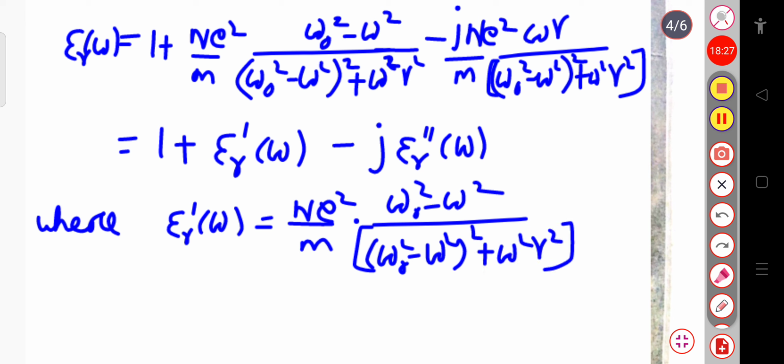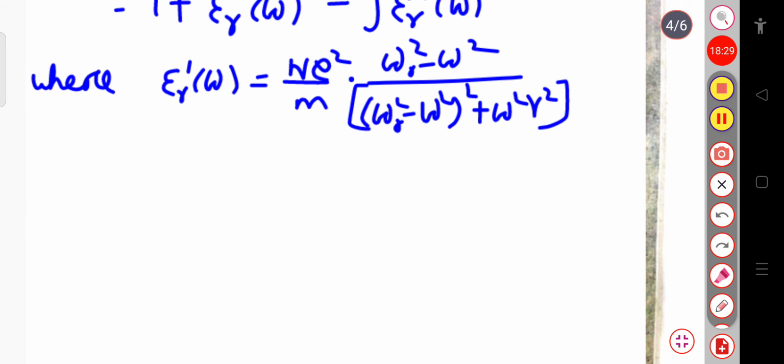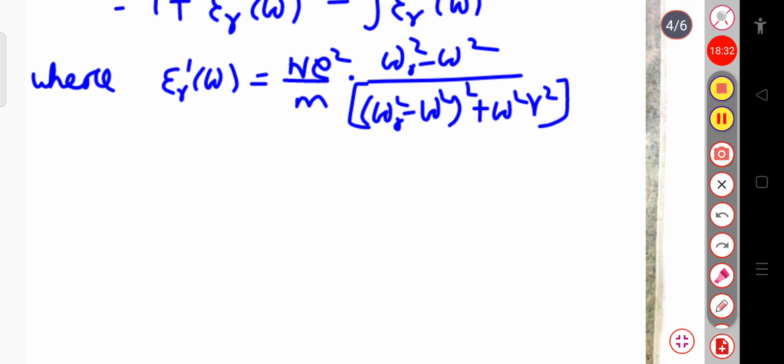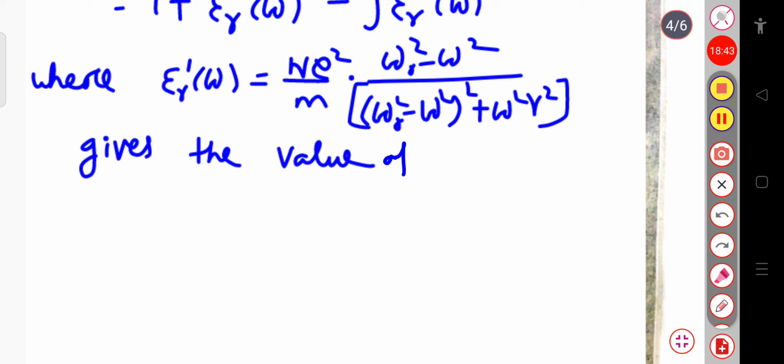And this epsilon r prime omega gives the value of the dielectric constant.